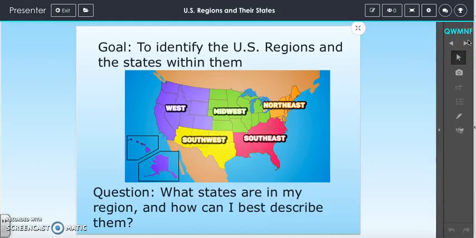During today's lesson, we are going to continue talking about the U.S. regions and their states. Our goal today is to identify the U.S. regions and the states within them. I'm also going to discuss a little bit about the attributes of each region.